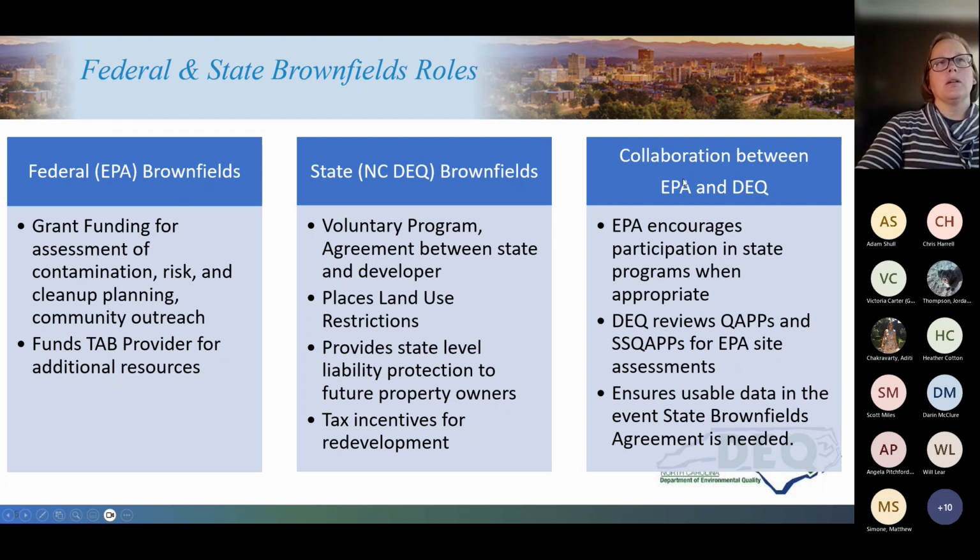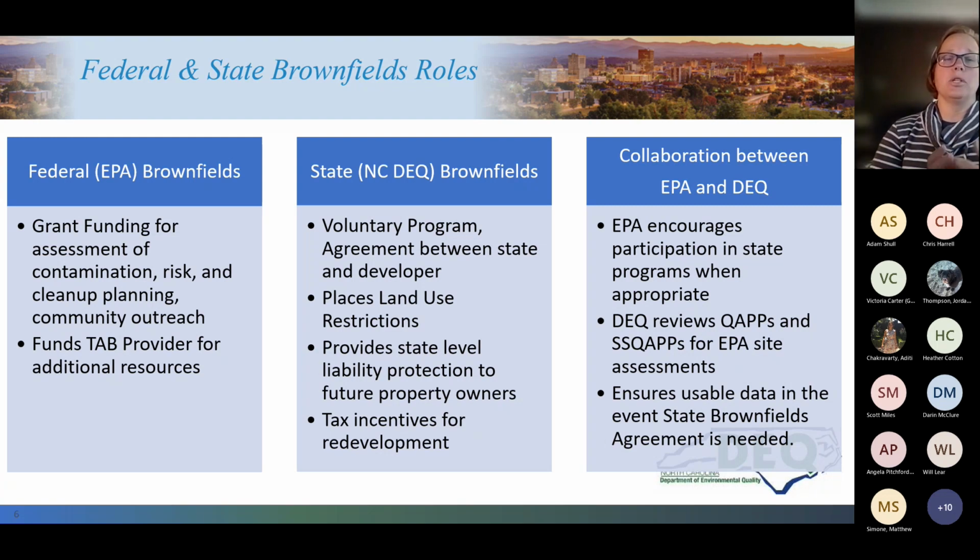So as I mentioned, we definitely collaborate with EPA frequently, especially with our grant funding, but even other communities who have EPA grant funds outside of ours, they submit their site-specific work plans to our state program for review prior to conducting the work.